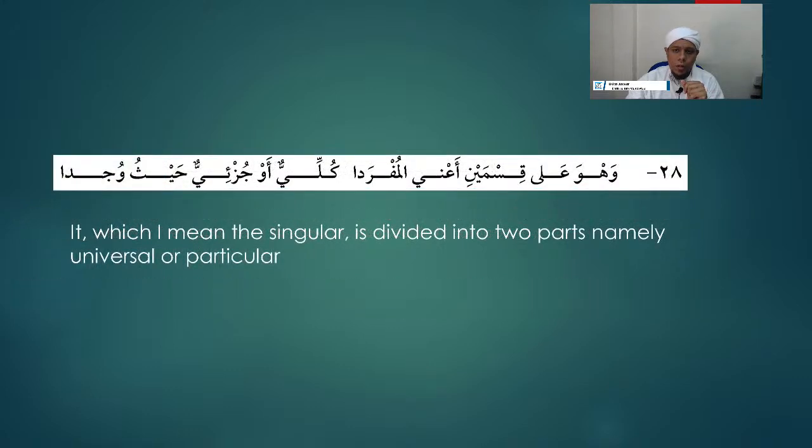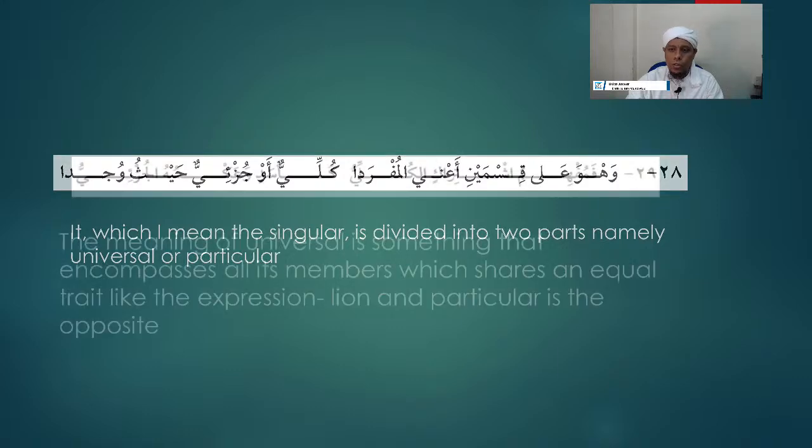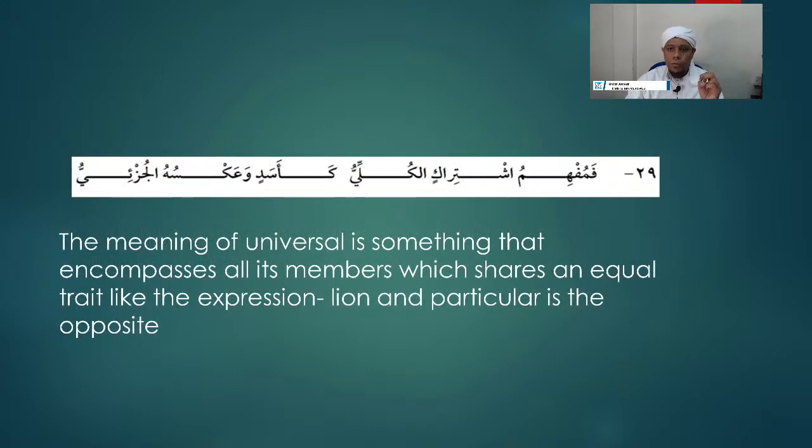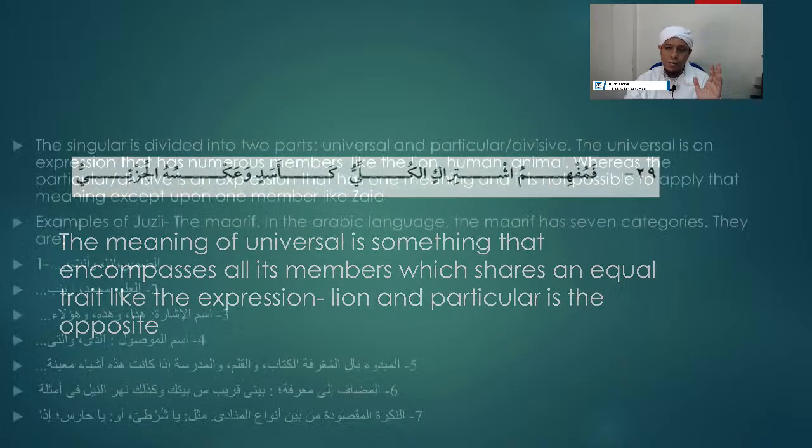Then he mentioned, wa huwa ala qismayn, a'ni al-mufrad kulli aw juz'i haythu wujid, fa-mufhimu ishtirakin al-kulli ka-asad, wa aksuhu al-juz'i. So he gives an example, yani ka-asad, yani asad is kulli, a lion. So under lion yani there are many types of lion, female lions, male lions, and so on and so forth. So this one is an example of universal. Wa aksuhu al-juz'i, the opposite is the particular.